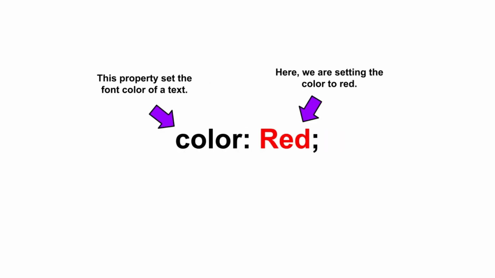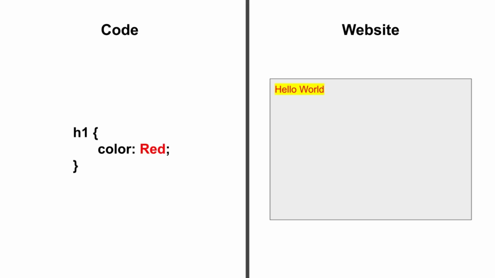Here I have the color property. To write a CSS property, first write the name of the property you want to use and follow it with a colon without any spaces. Finally, write the argument you want and end your line with a semicolon. The color property sets the font color of a text to whatever you want. If we write this, we will see a title text with a red font color.